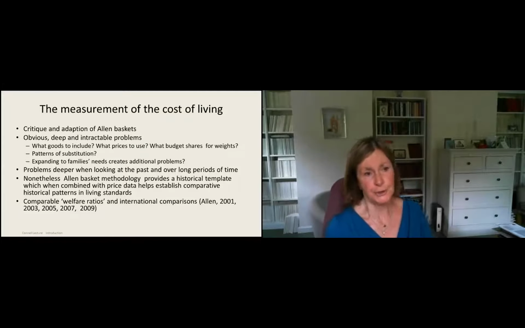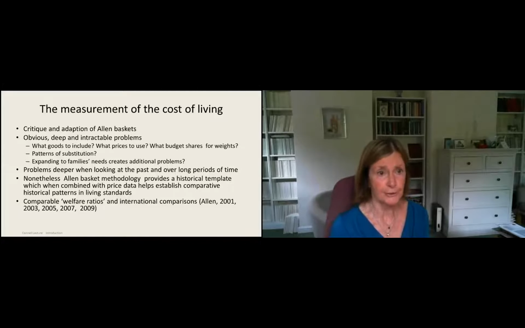There are obvious deep and intractable problems in thinking through the cost of living. And this is true even for economists who are working on the current situation. What goods should be included? What budget shares should be used to weight price changes? What prices should we use? Patterns of substitution: if some goods are rising in price, how will consumers respond by substituting similar kinds of goods which are not being inflated in price, and so on?